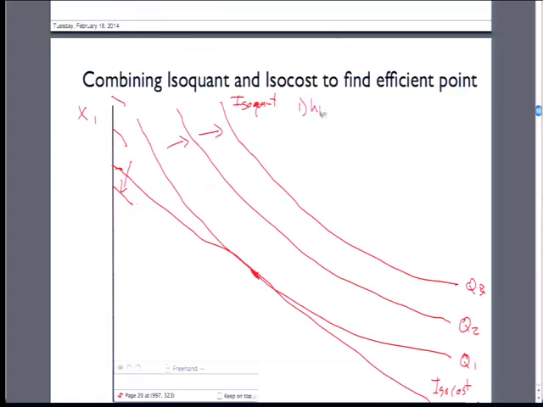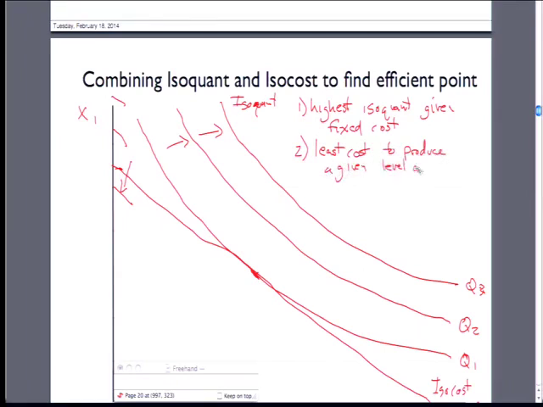So we could say we want to get on the highest isoquant given a fixed cost line. So say we have a cost line, we know how much inputs we can afford, we want to get on the highest production line we could get on. Another way to motivate it is we could say we want to spend the least cost to produce a given level of output. So the least that we would have to spend to produce a certain level Q.